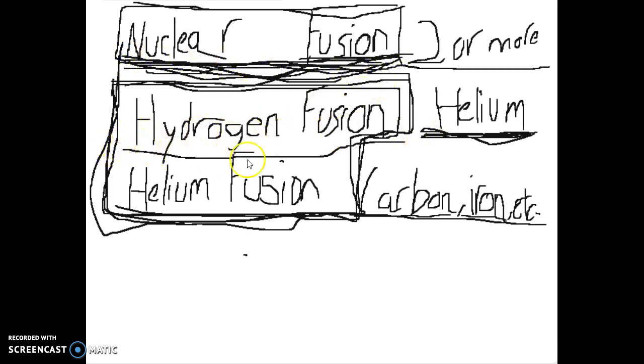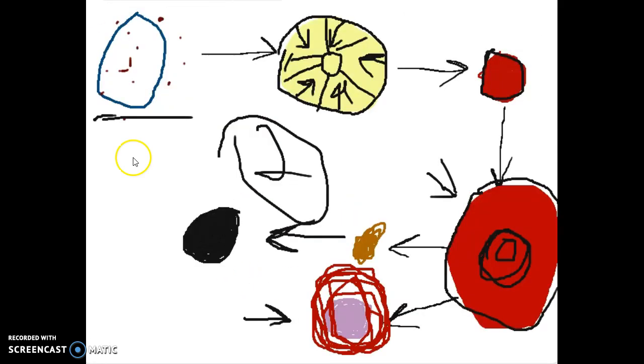One very specific example is hydrogen fusion. This is when two hydrogen nuclei fuse together to form helium. And another very specific example of nuclear fusion is helium fusion. This is when two or more helium nuclei collide and fuse together to form carbon, iron, etc. Now that that's out of the way, let's get started with the life cycle.